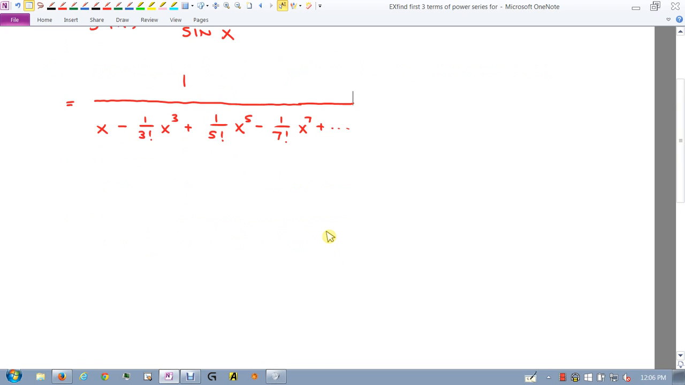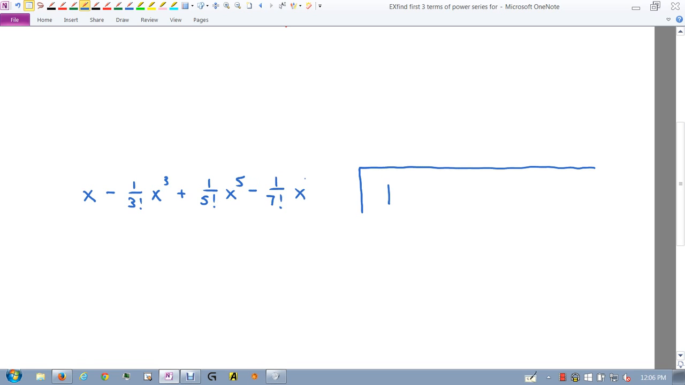So this equals, and give yourself plenty of room here, what goes inside the division box is the numerator, right? 1. What goes on the outside is the infinite polynomial. And so I'm going to put it out here, x minus 1 over 3 factorial x cubed plus 1 over 5 factorial x to the 5th minus 1 over 7 factorial x to the 7th plus dot, dot, dot. Understand what I'm doing?